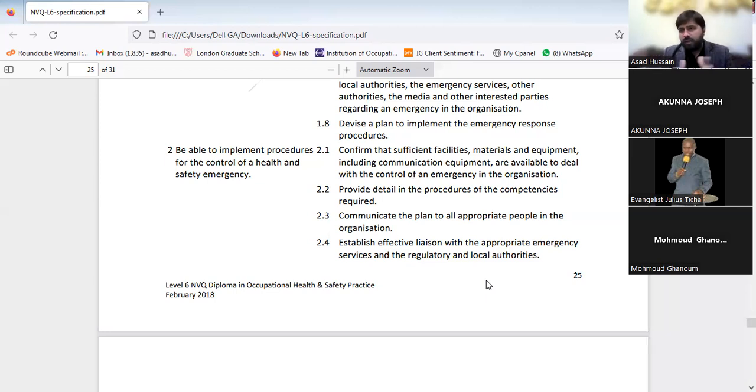So how you are liaising with them, how you are getting it: emails, meeting minutes, identification of hospitals, etc. So where to go, when to go, how to go, you have to explain here with respect to your organization.